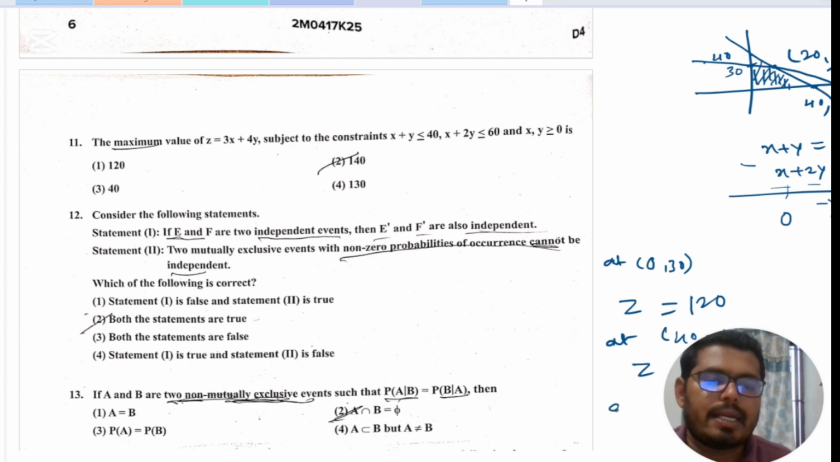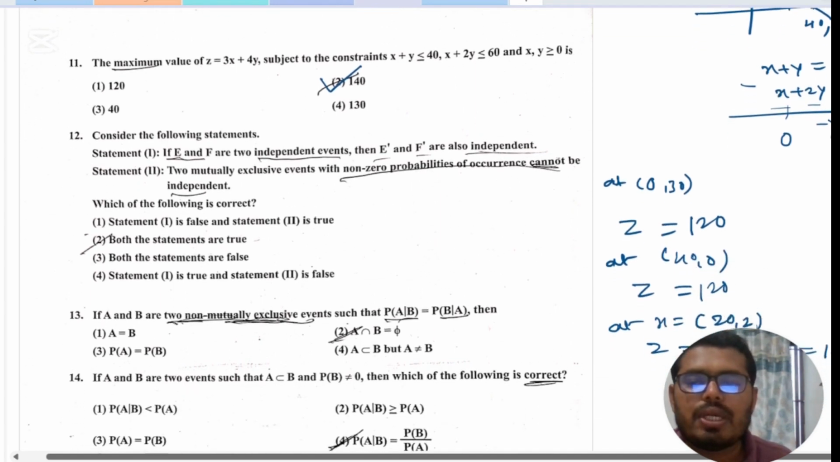Next is at x is equal to, what is the point? 20 comma 20. Then z is equal to 60 plus 80. Okay, 60 plus 80 is 140. 140 is the maximum value. Therefore option number 2 is correct here.